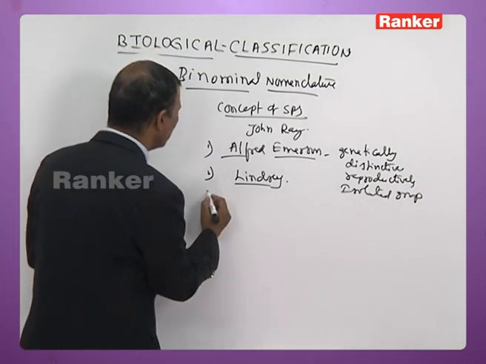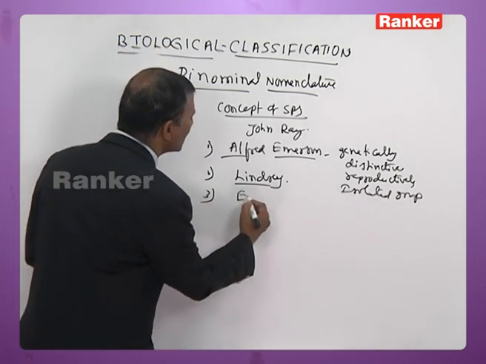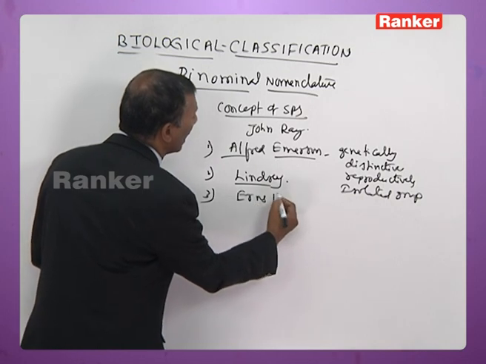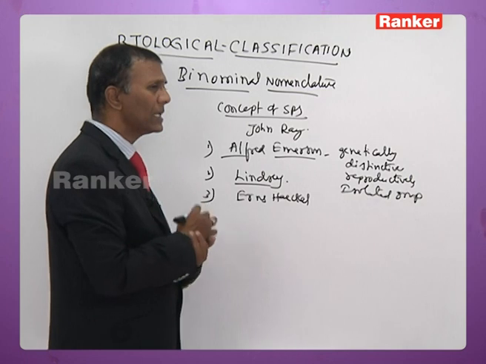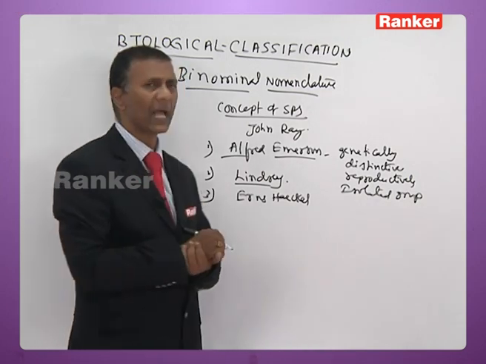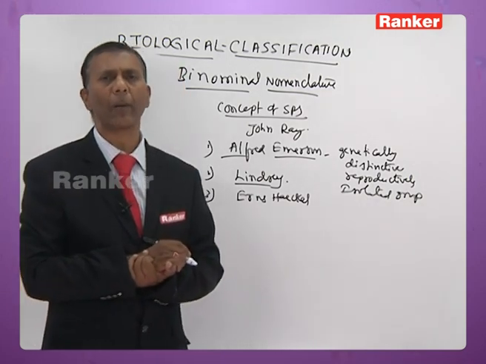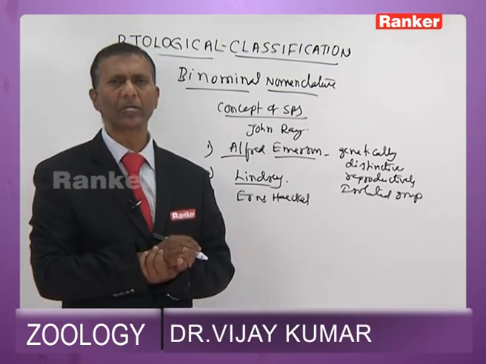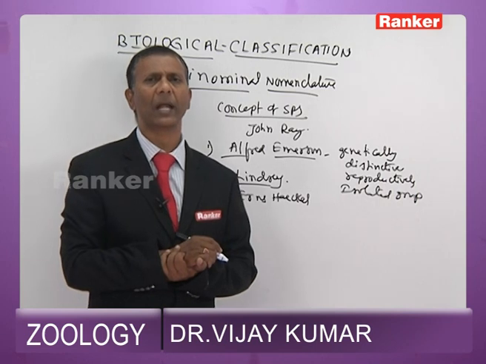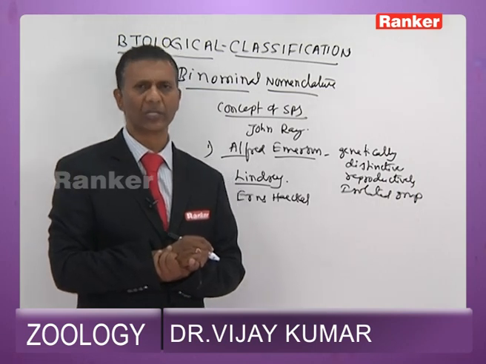Then according to Ernst Haeckel, species is considered as a potentially interbreeding population. Species is considered as a potentially interbreeding population which is reproductively isolated from the members of other species.